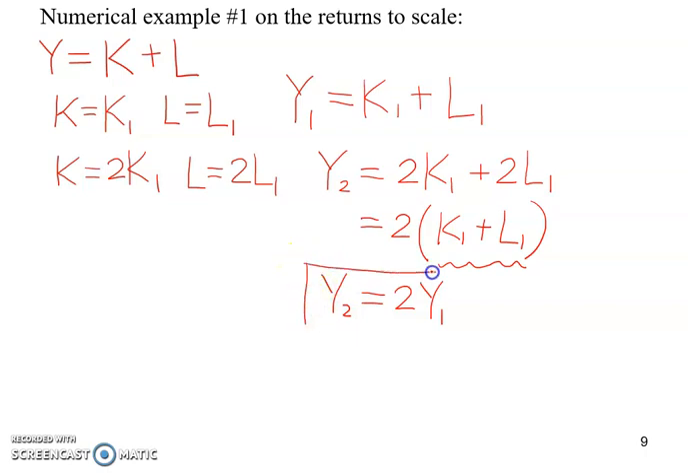So what we find here is that when we double the size of capital and labor, the size of output doubles as a result. This is so-called constant returns to scale. The returns to the inputs, or the scale, doesn't change. If we use 100% more capital and labor, we get 100% more output. I think that's straightforward.